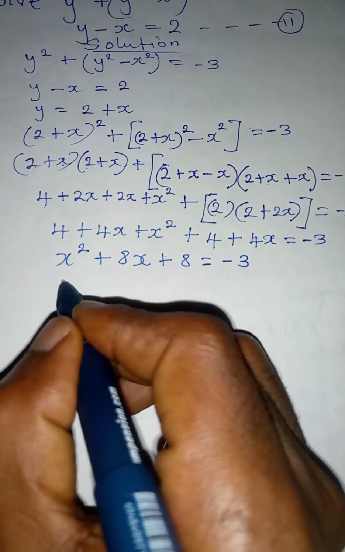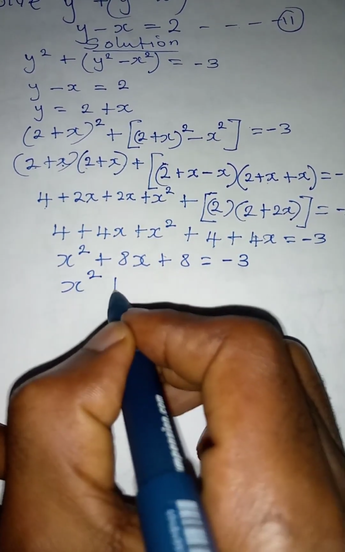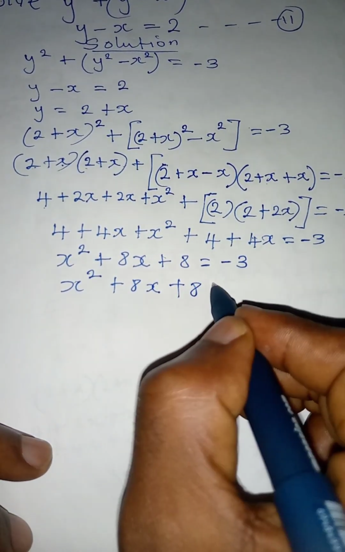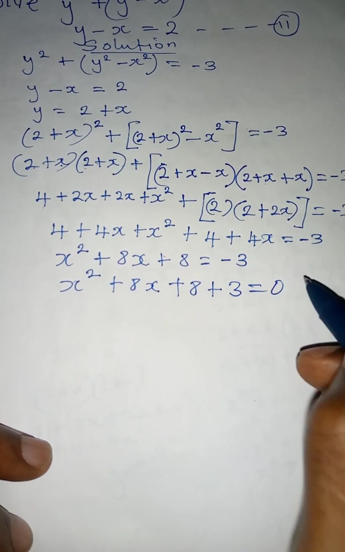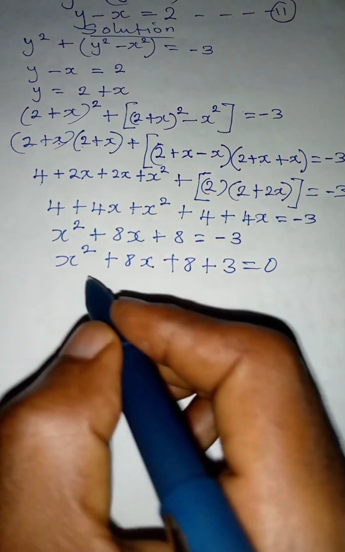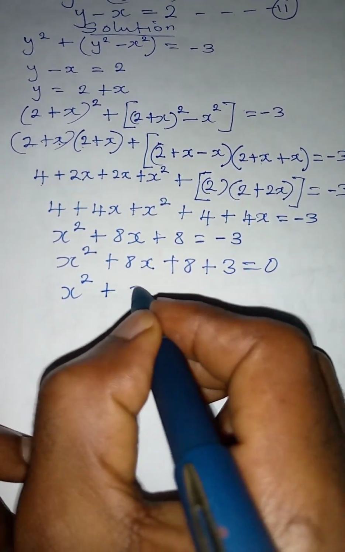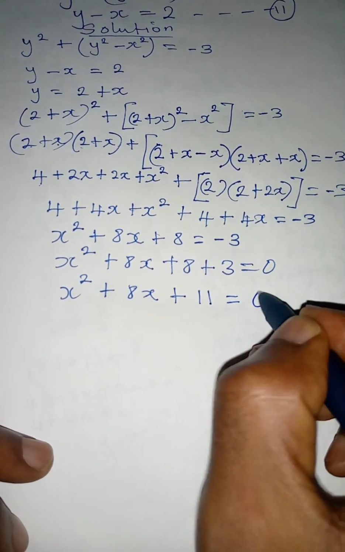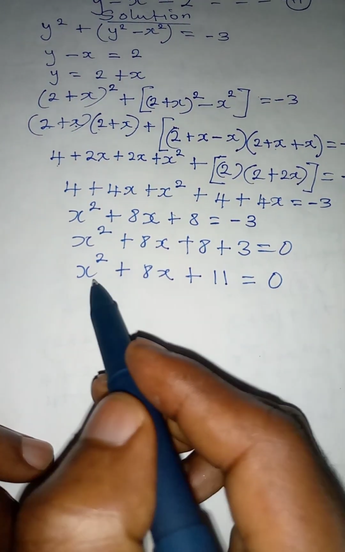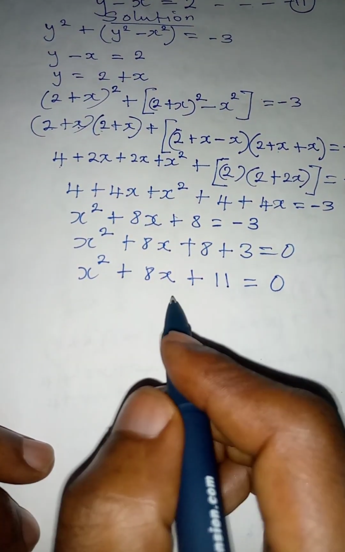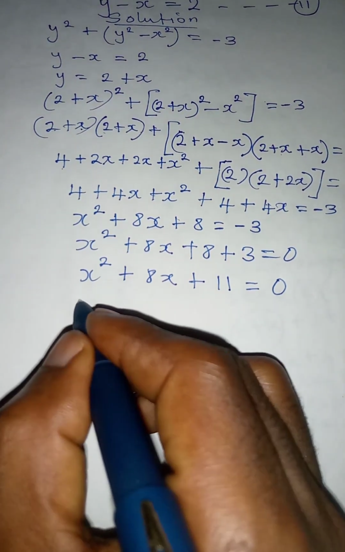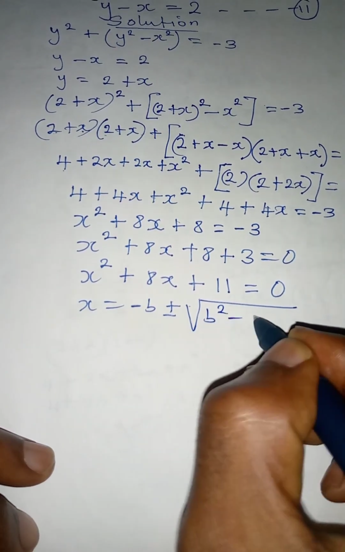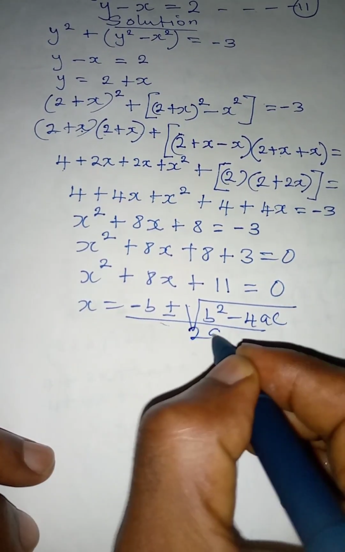So from here, we can take another step and say x squared plus 8x plus 8 plus 3 is equal to 0. We are trying to arrive at our quadratic equation now. Then we have x squared plus 8x plus 11 is equal to 0. Now, how do we solve this quadratic equation? We can solve this using the formula method, where x is equal to minus b, positive or negative, square root of b squared minus 4ac, over 2a.